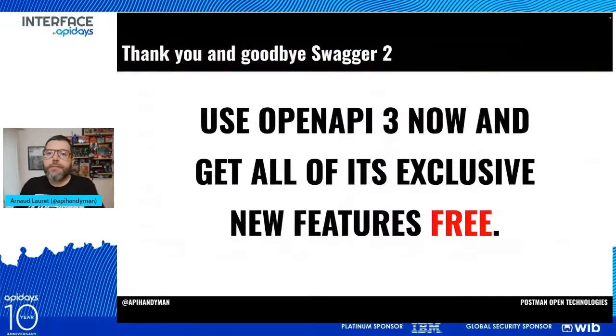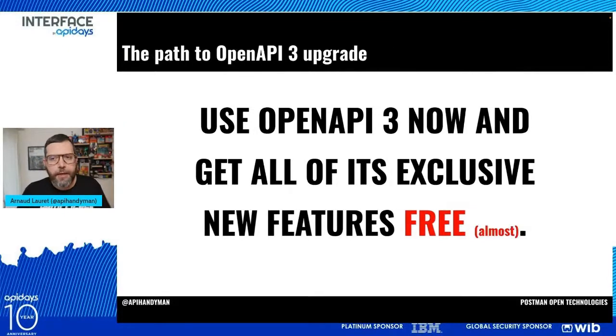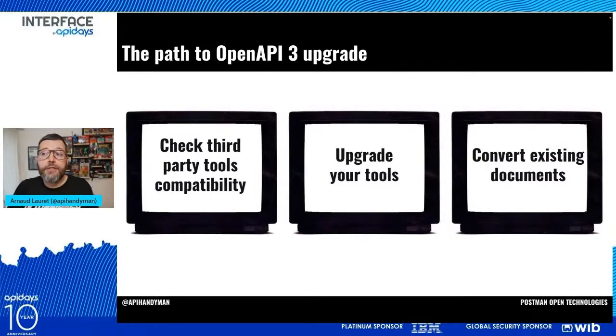So I think it's time to say thank you and goodbye, Swagger 2. You can use OpenAPI 3 now and get all of its exclusive new features for free, or almost, because let's talk for a few seconds about the path to OpenAPI 3 upgrade. The first thing you need to do if you are already using Swagger 2 is to check all the third-party tools you are using, open source tools, but more importantly, vendor tools, because open source tools are usually up to date and at least support OpenAPI 3.